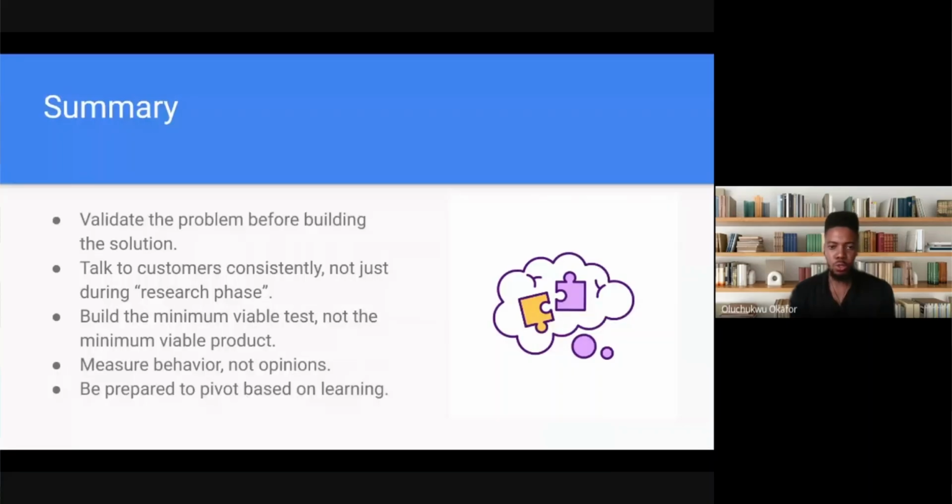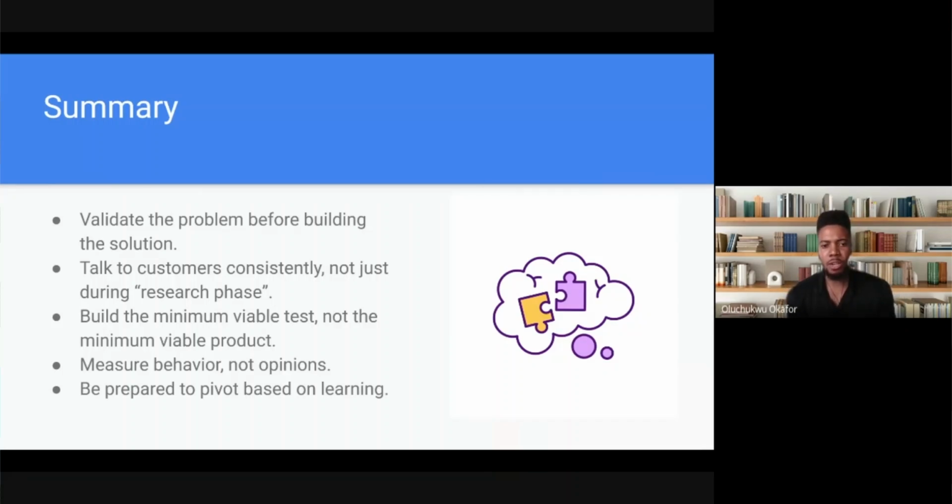Then make sure you talk to customers consistently, not just in the research phase. So at every step of the way, make sure you're consistently talking with customers. Then make sure you build a minimum viable test, especially in the initial stage. Make sure you're not building a very sophisticated product. You just build something small. It might not even be a product. It could be a survey. It could be a simple prototype at first.